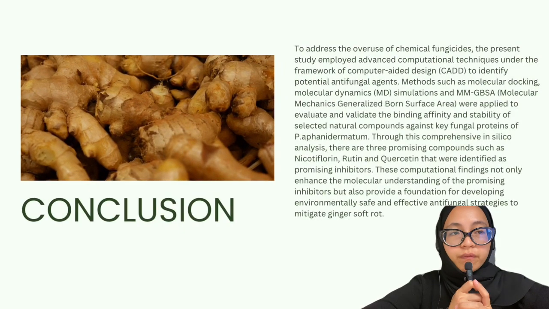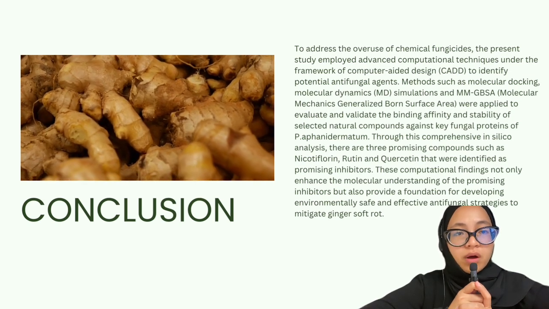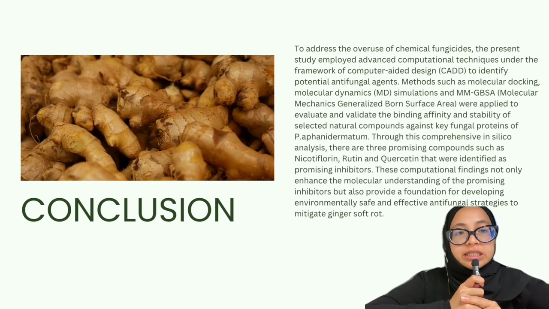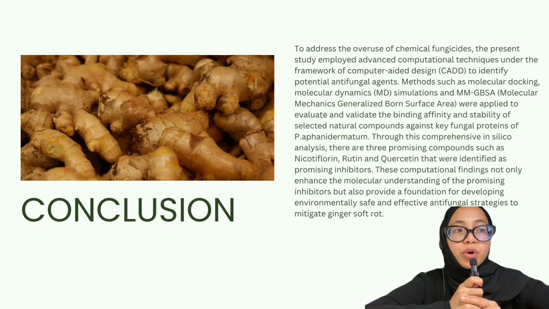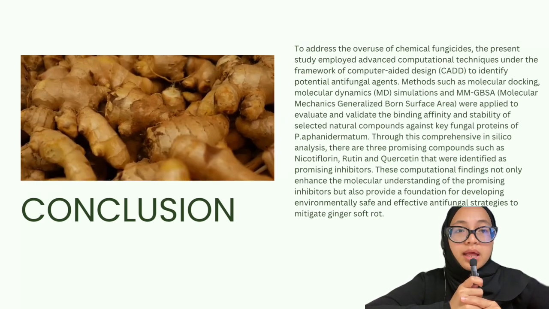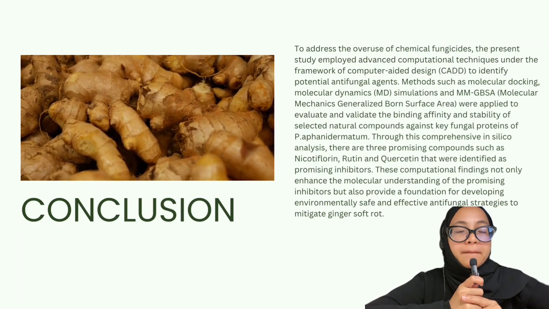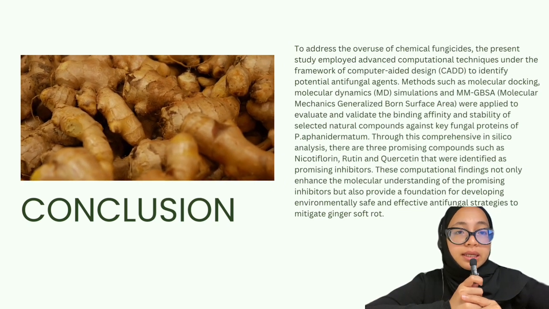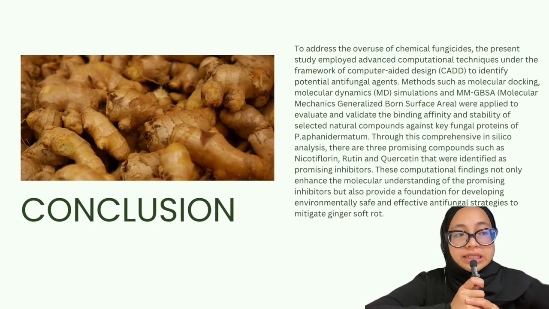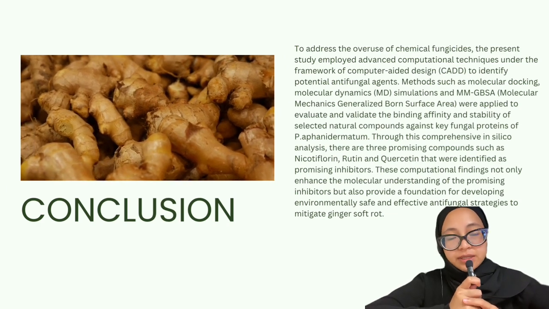In conclusion, to address the overuse of chemical fungicides, researchers use advanced computational techniques under the framework of computer-aided drug design to identify potential antifungal agents. Through this comprehensive in silico analysis, 3 compounds, nicotinamide, rutin, and quercetin, were identified as promising inhibitors. These computational findings not only enhance the molecular understanding of the inhibitors, but also provide a foundation for developing environmentally safe and effective antifungal strategies to mitigate ginger soft rot disease.